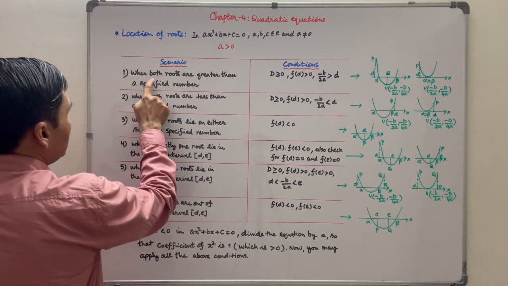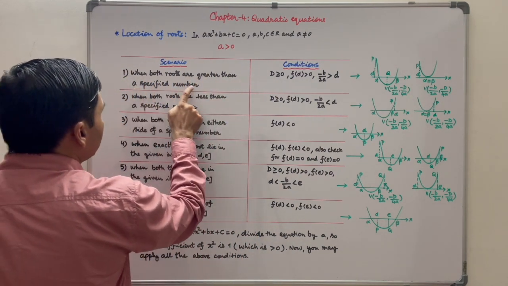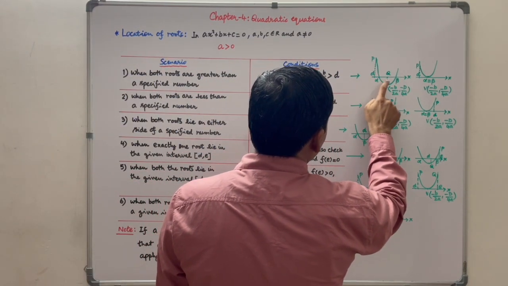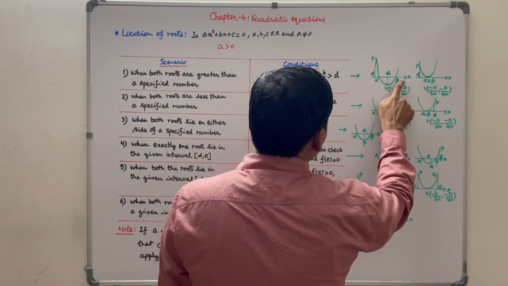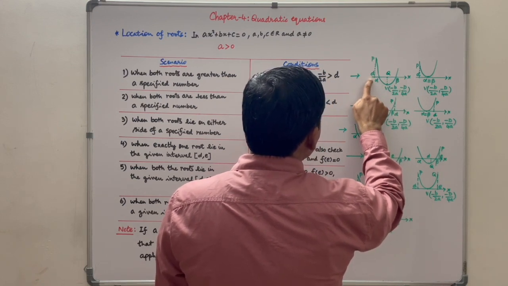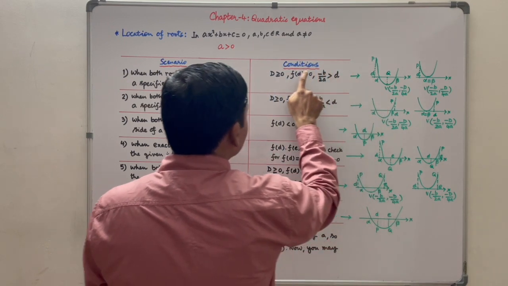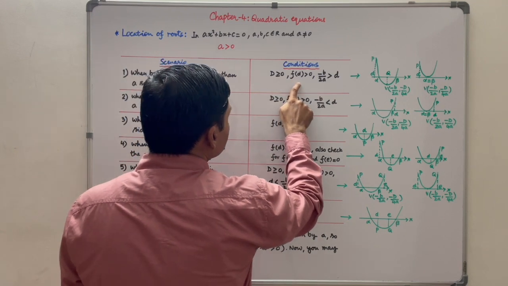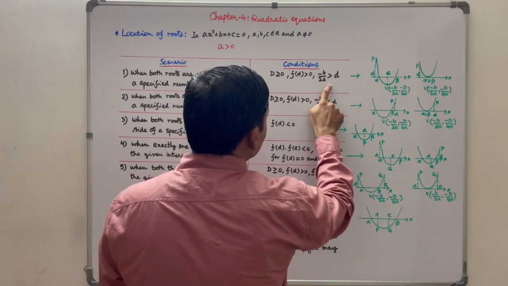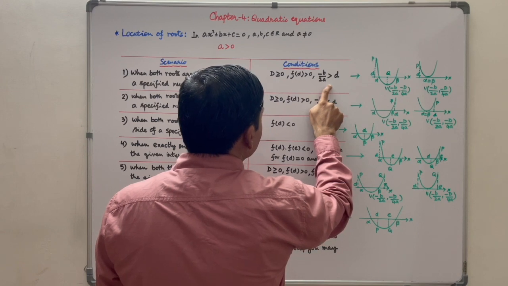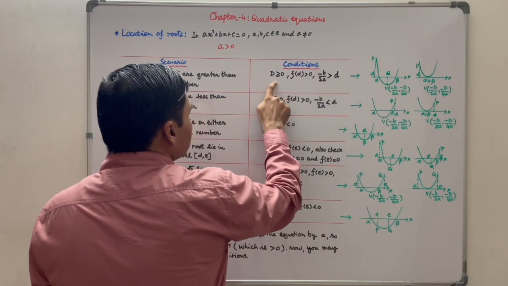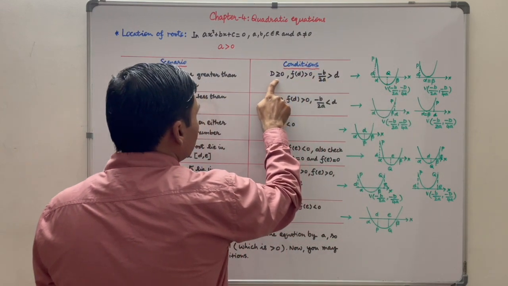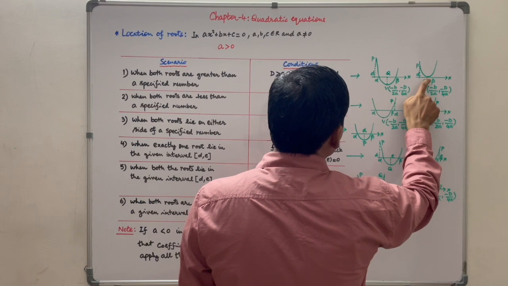Scenario 1. When both roots are greater than a specified number. Suppose the specified number is d and roots are alpha and beta. Then alpha and beta both are greater than d. Conditions applicable in this scenario are D is greater than or equal to 0, f(d) is greater than 0 and minus b by 2a is greater than d. Let us understand them one by one. D is greater than 0 means roots are real and distinct. D is equal to 0 means roots are real and coincident.